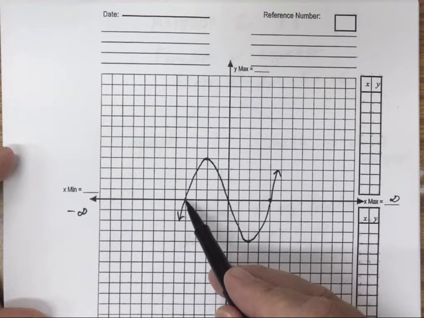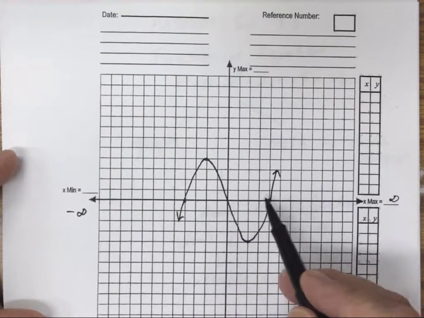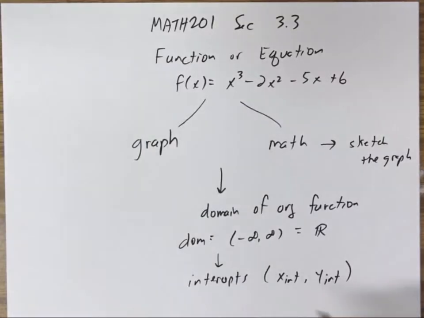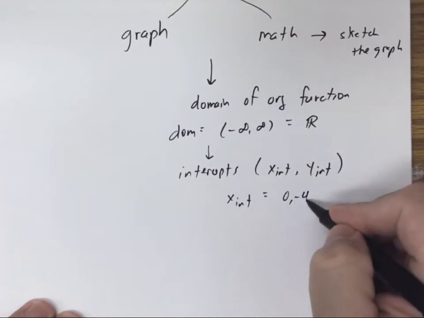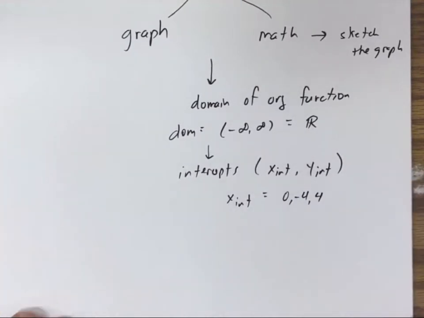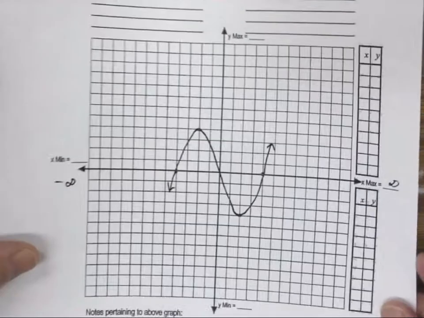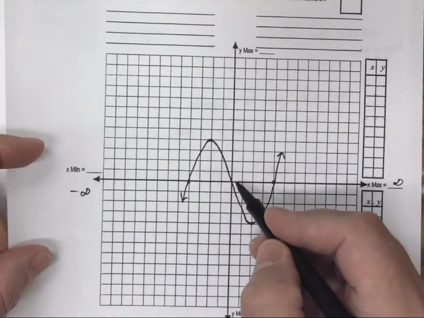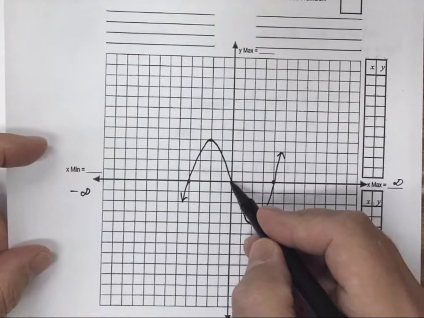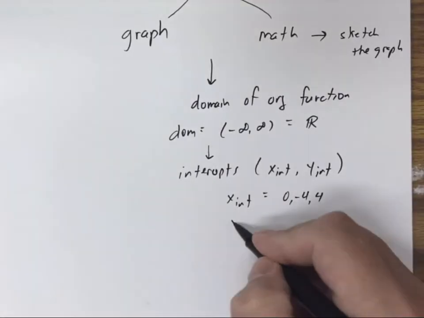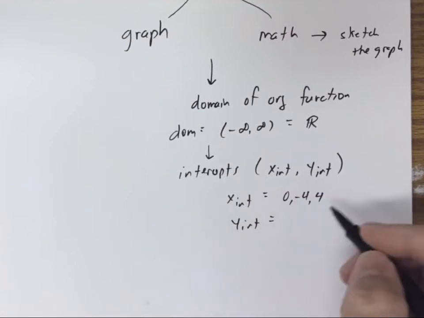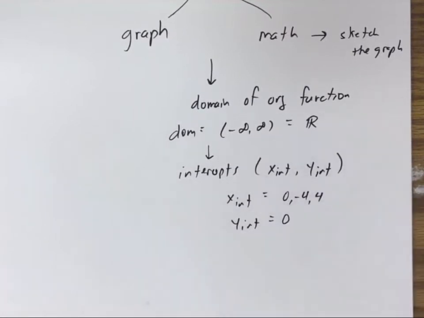Matter of fact, if I look here, it looks like this is x is -4, x is 0, and x is +4. So I would say x-intercepts, 0, -4, and +4. Now y-intercepts are where the graph would cross the y-axis. And it looks like the value here is y equals 0. So there is a y-intercept of 0.